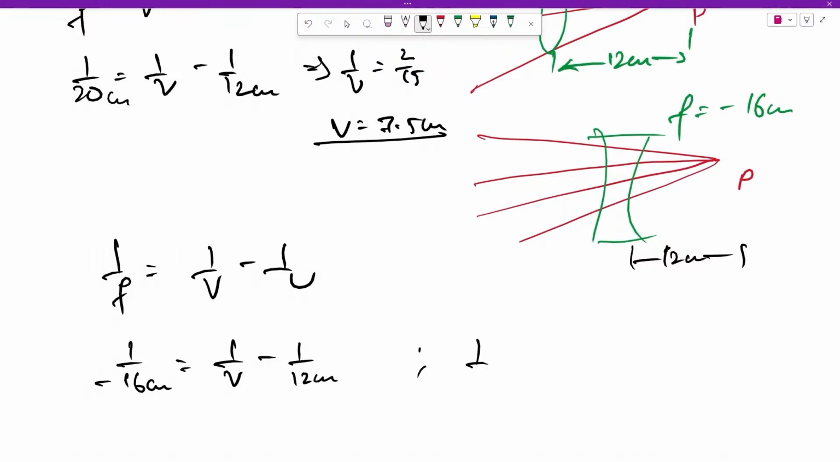Now solving this, we get 1 by v equals 1 by 48, that is v equals 48 centimeter. So again, it would be 48 centimeter to the right of the lens. And in the first case, it was 7.5 centimeter to the right of the lens.